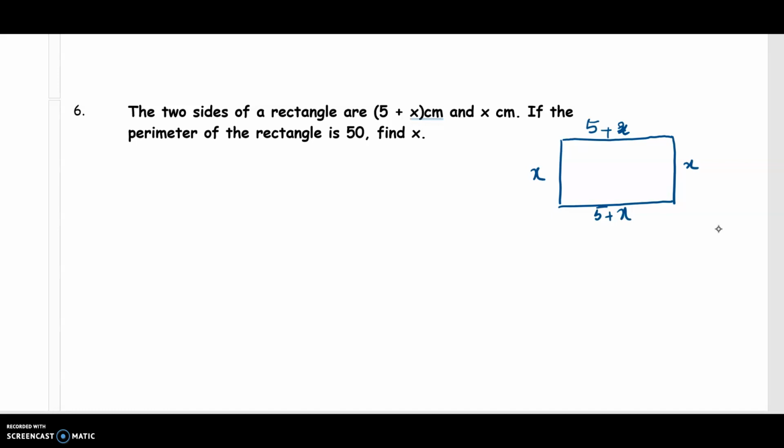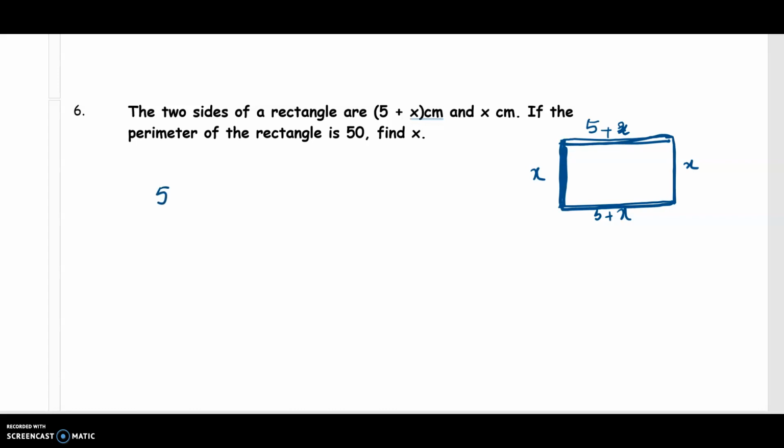The perimeter is the sum of, so the perimeter of a rectangle is the sum of the sides. So you go outside here, measure that, add this, and then finally add that. So all 4 sides are added.